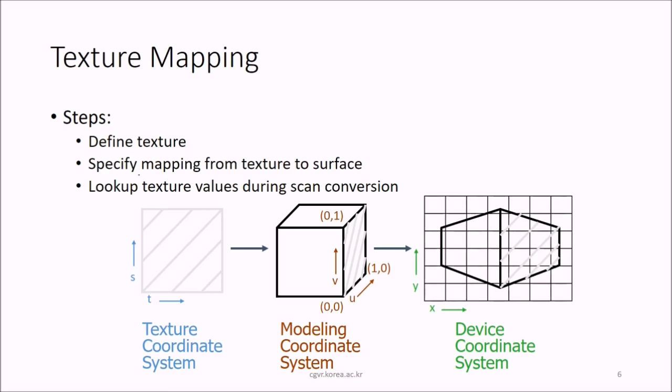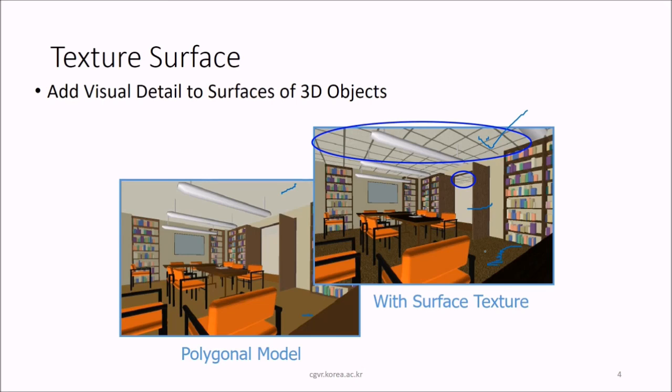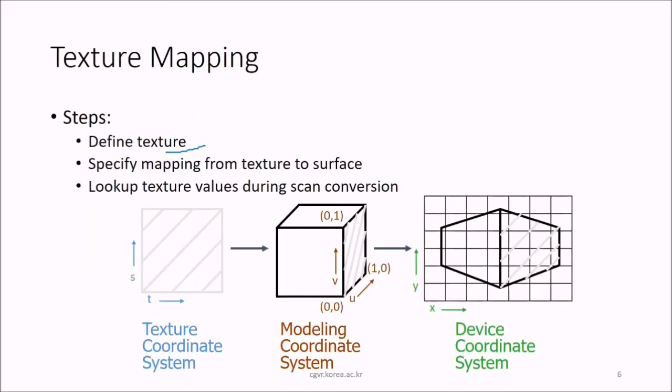How to map this texture? The steps in the texture mapping are: first we define this texture. As you saw, we define this texture first. So we specify mapping from texture to surface. Texture to surface mapping is done. And then we look up texture values during the scan conversion.